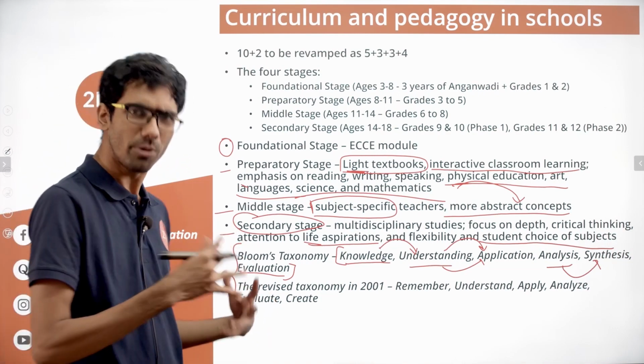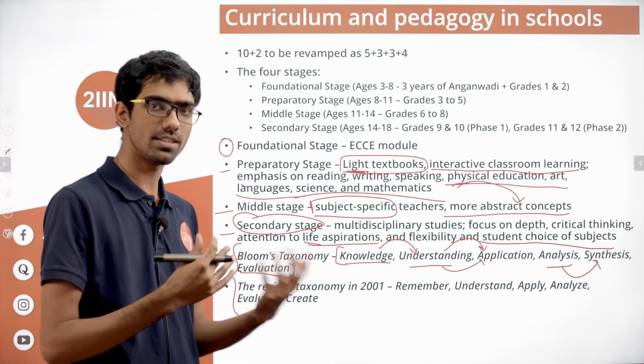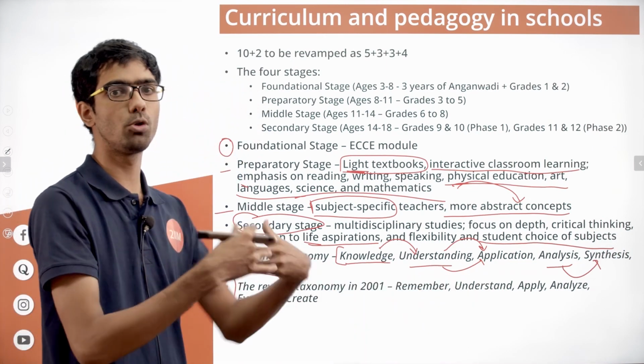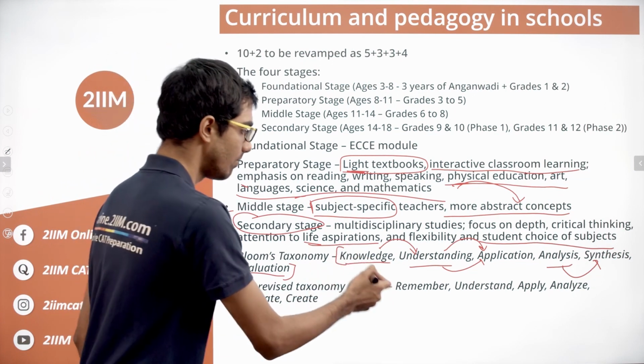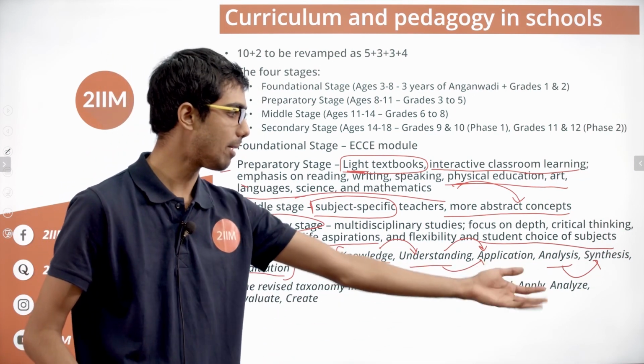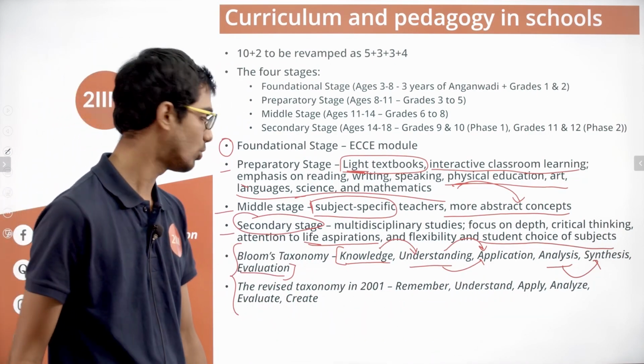So in common parlance, especially after the business talks came into being, this is something that the revised Bloom's taxonomy says. Essentially, it is a reworded version of the same 6 components. Now: remember, understand, apply, analyze, evaluate, and create. So that's about it.